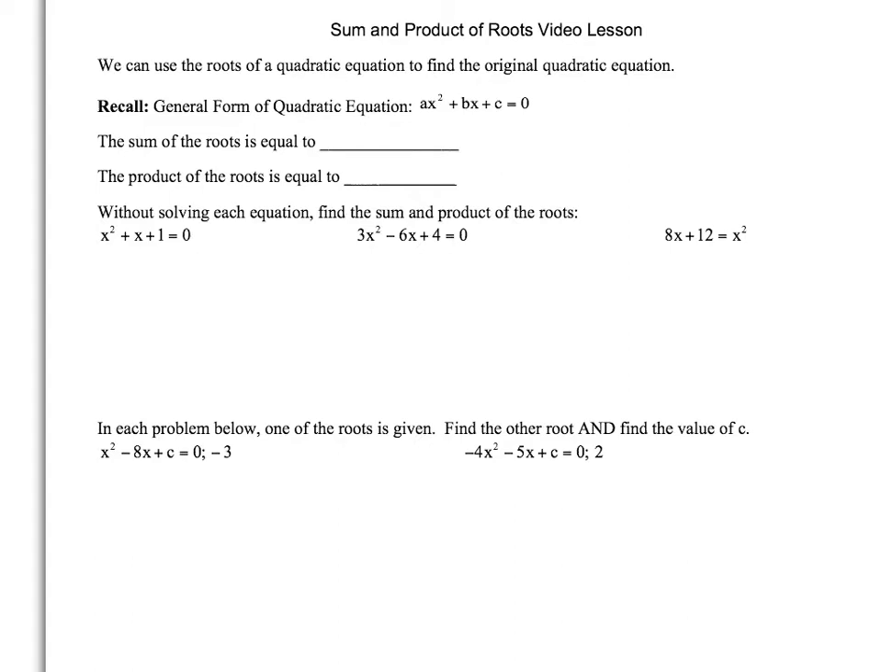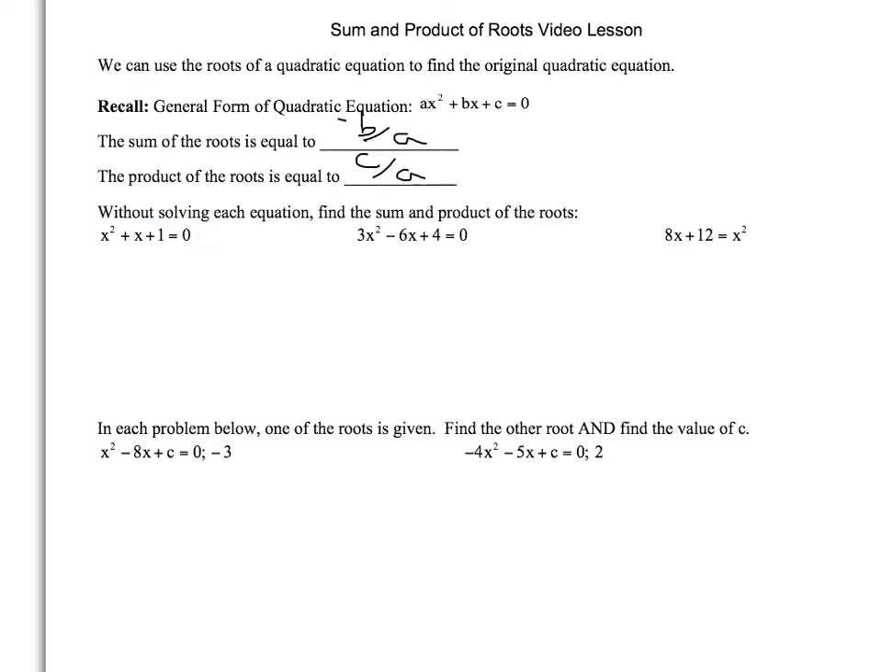Recall our general form of the quadratic equation. The sum of our roots will equal negative b over a. The product of the roots will equal c over a. You will have to memorize these. The way I can remember which one is which, product has a c in it, so this formula has a c in it. And then you just kind of have to remember the sum is the other one.